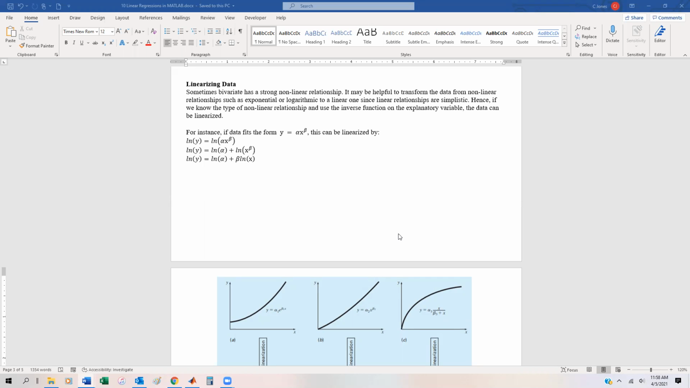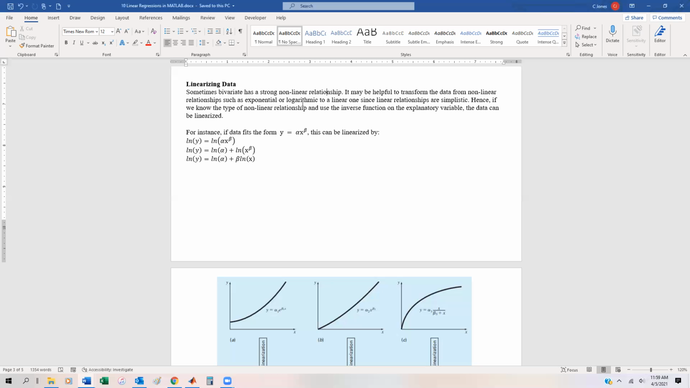So what can we do to possibly linearize the data? And you might be asking, why do you even want to do that? We know sometimes bivariate data does not have a strong linear relationship, or I have a strong nonlinear relationship. It could be helpful, not saying it always is, but it could be helpful to transform it into linear, because linear relationships are really easy to work with, especially if we have to do things by hand.